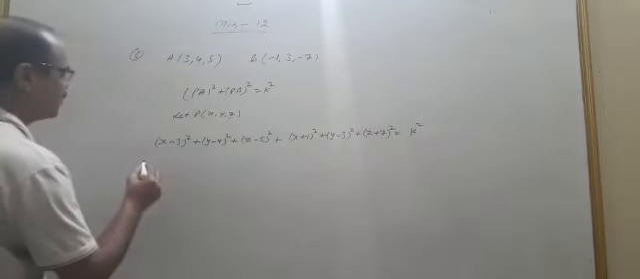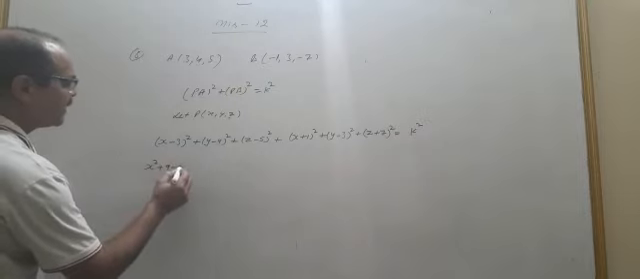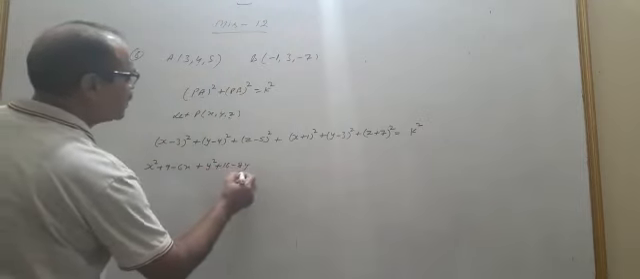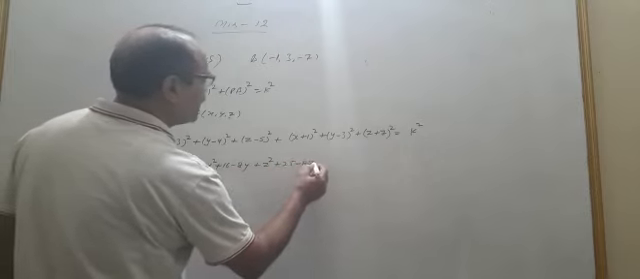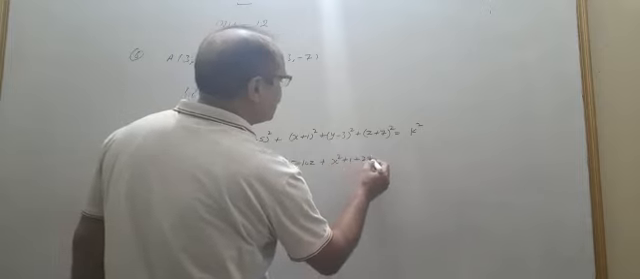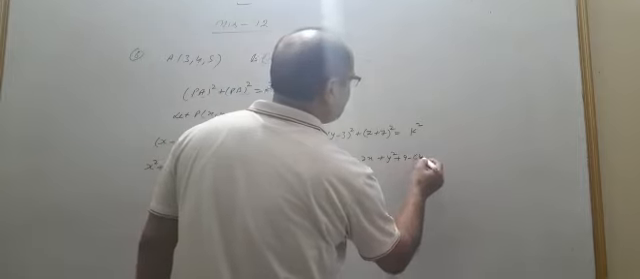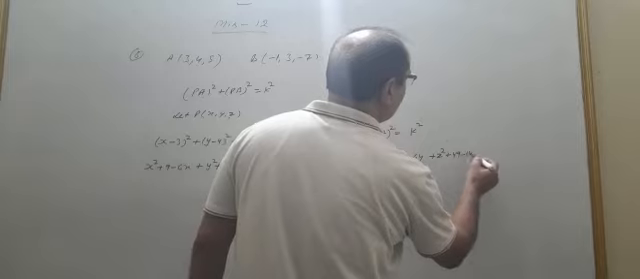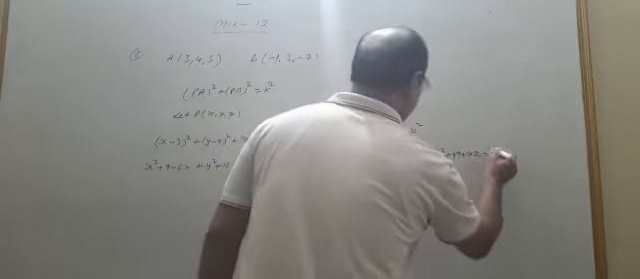Okay, now students, you have to simplify this properly and write the equation, that is x square plus 9 minus 6x, y square plus 16 minus 8y, z square plus 25 minus 10z, and plus x square plus 1 plus 2x, and plus y square plus 9 minus 6y, and plus z square plus 49 plus 14z is equal to k square. Now write it in proper form.